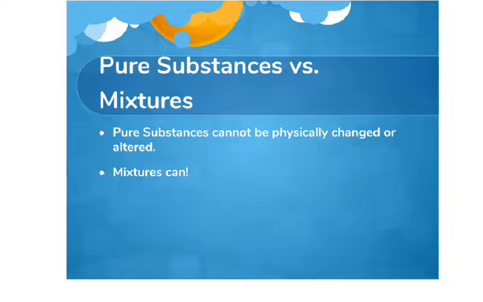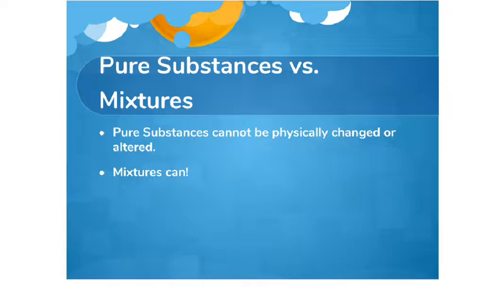Pure substances cannot be physically changed or altered. They have a set of numbers or a set of things that make them what they are. So for example, if I have two hydrogen and one oxygen atom combined, that gives me a water molecule or a water compound. Okay, if I have two hydrogen and two oxygen atoms together, that gives me hydrogen peroxide. Still the same stuff, but it gives me two different compounds.